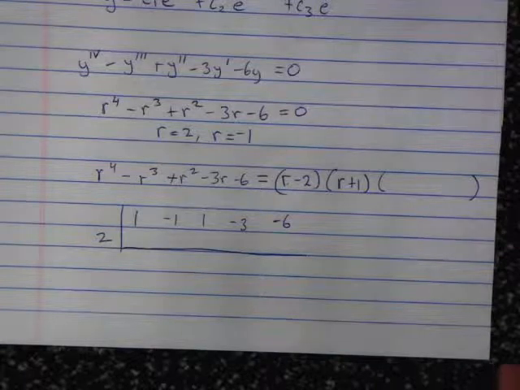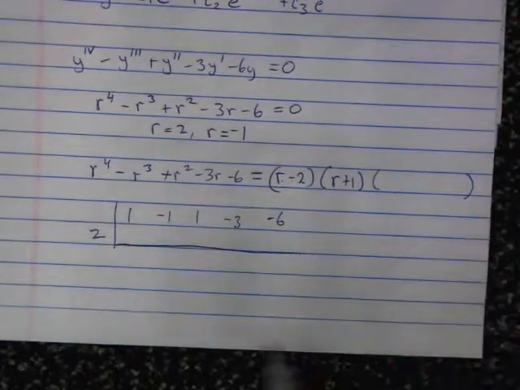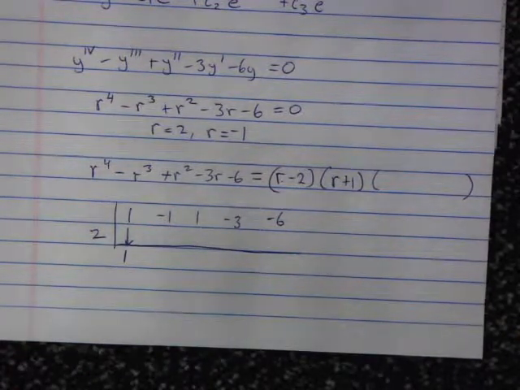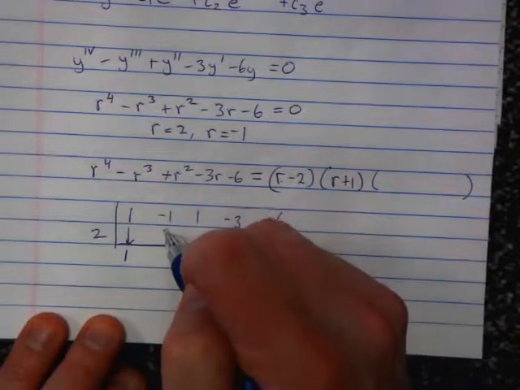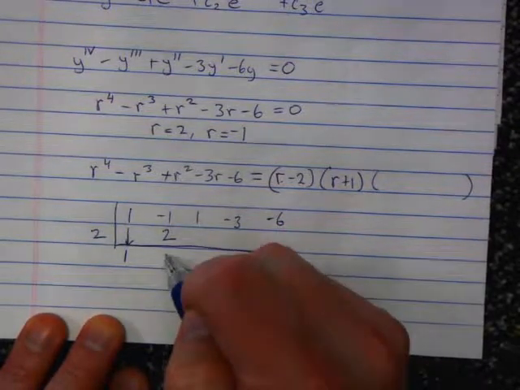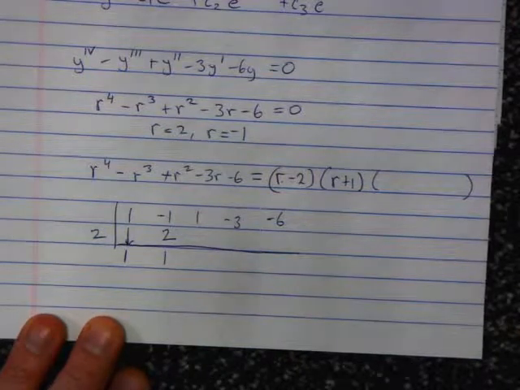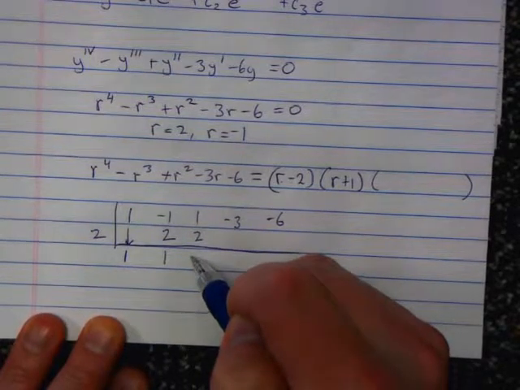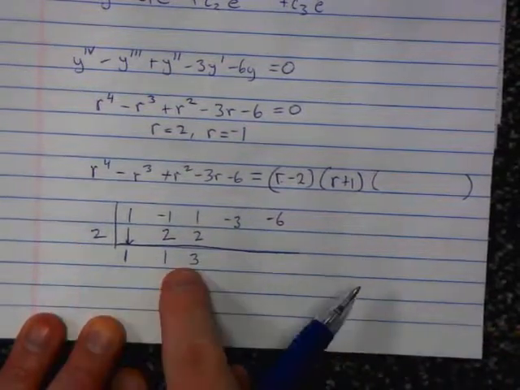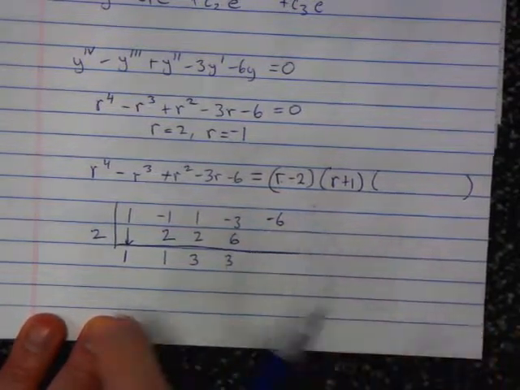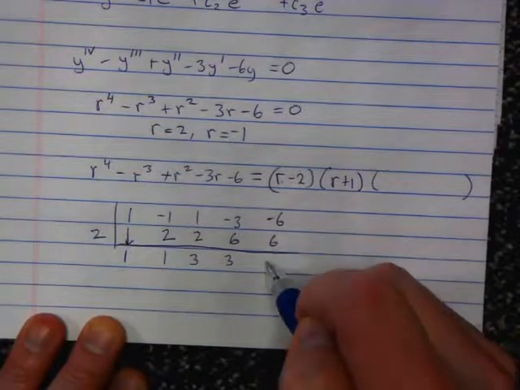Does this look familiar to anybody? Anybody know what to do next? Yeah, you bring the 1 down. This first 1 comes straight down. Then you multiply 2 times 1. 2, and you write that right there. And then you add. Negative 1 plus 2 is 1. And you continue with that process across. You multiply again. 2 times 1, 2. You add. 1 plus 2, 3. You multiply. 2 times 3, 6. You add. 3. You multiply. 2 times 3, 6. They add up to 0.